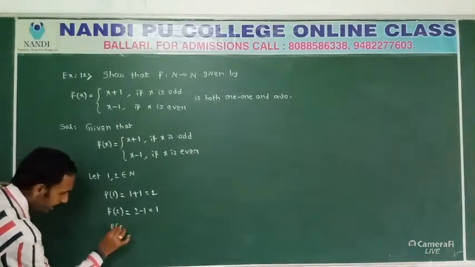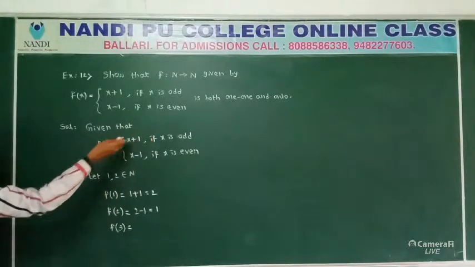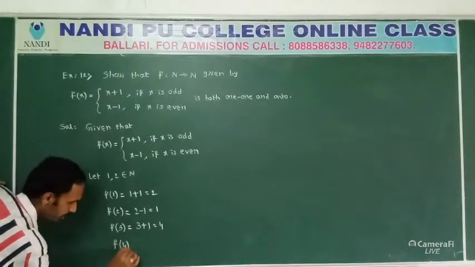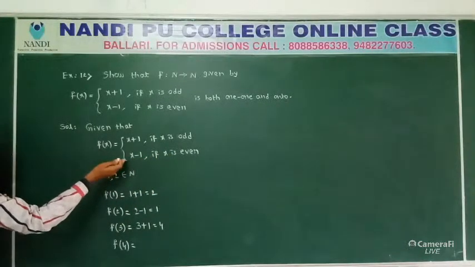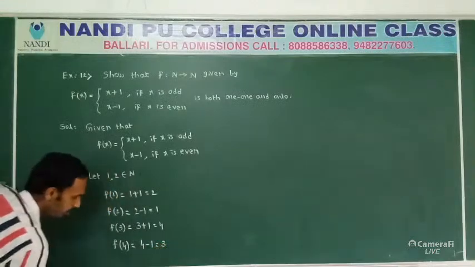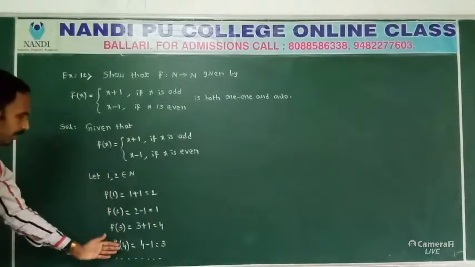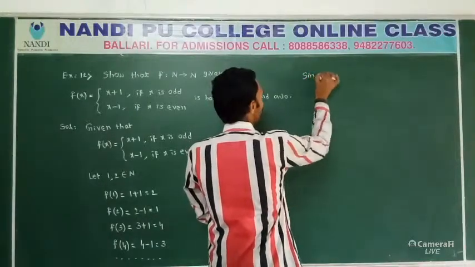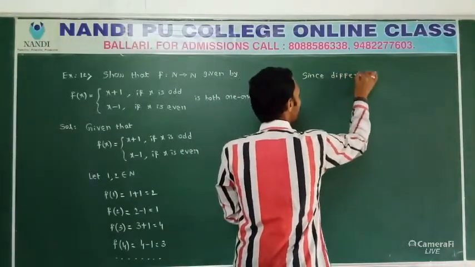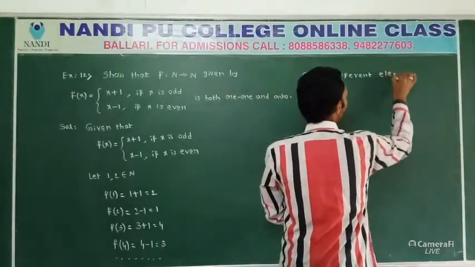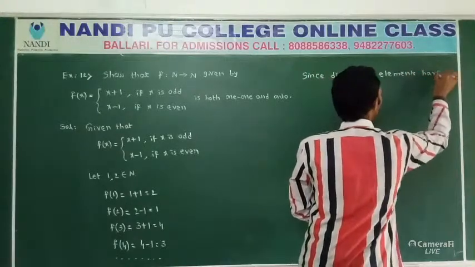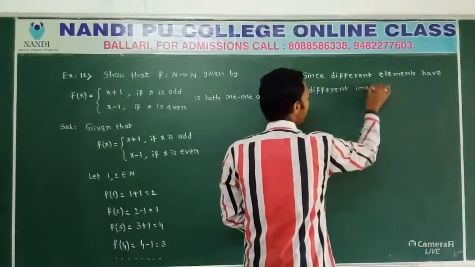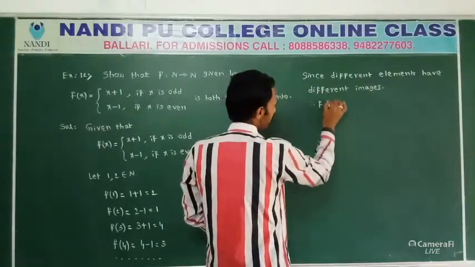Similarly, f of 3 I am finding. f of 3 is equal to, 3 is an odd number, so for an odd number the formula is x plus 1. So 3 plus 1 is equal to 4. f of 4 is equal to, 4 is an even number, so f of x is x minus 1. 4 minus 1 is equal to 3 and so on. See that different elements have different images. So it is a 1-1 function. Since different elements have different images, therefore f is 1-1.